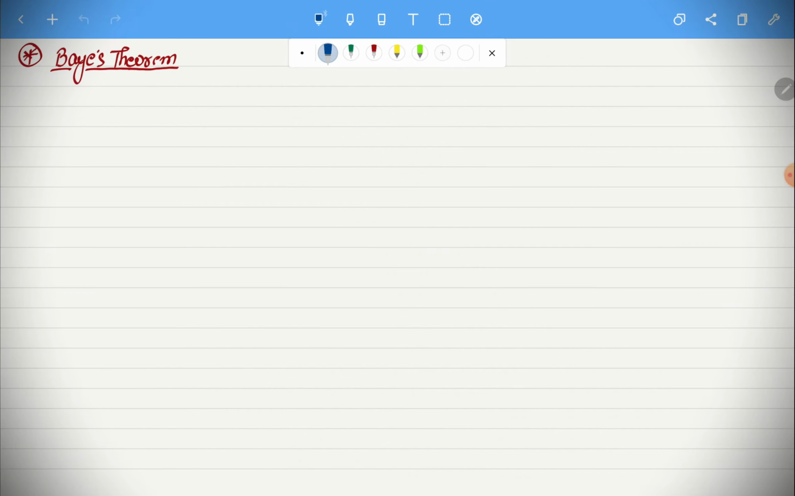Hello everyone, welcome back. Today we will discuss Bayes theorem. So we will see the equation of Bayes theorem. We will also try to derive the equation of Bayes theorem from conditional probability, and then we will also look at a practical example which will make things much more clear. So yeah, let's get started.